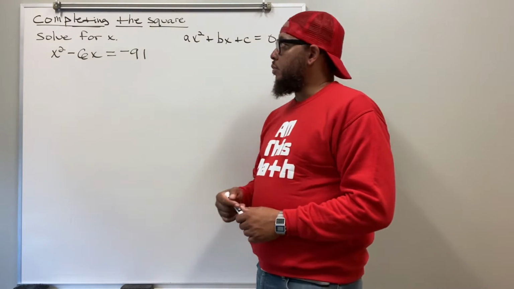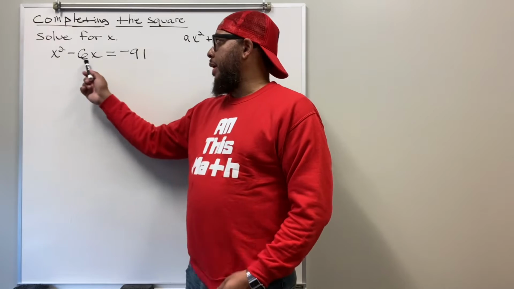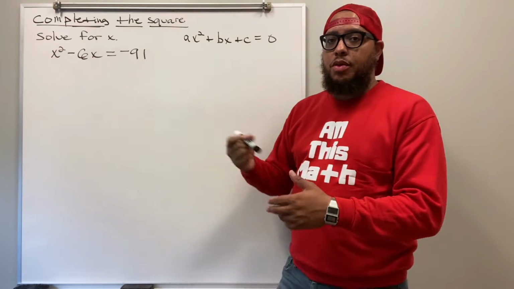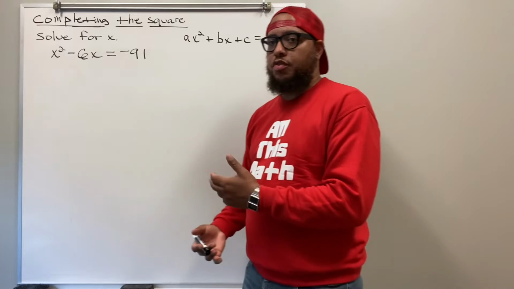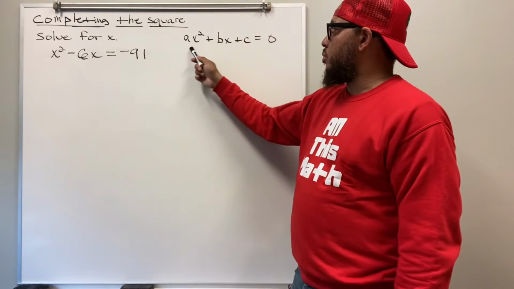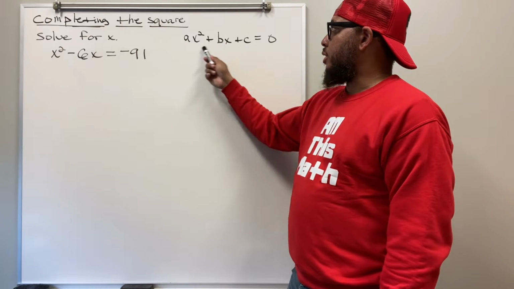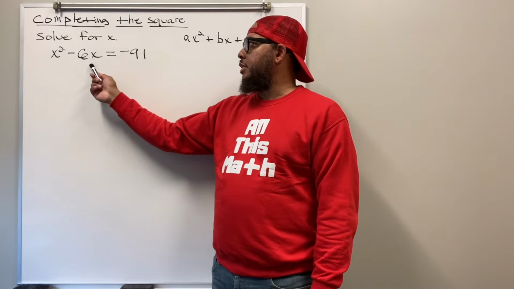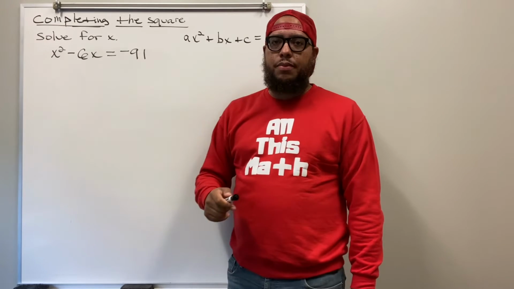All right, so look, we start out with x squared minus 6x equals negative 91. So you see, this is not in standard form. The problem is already given to us basically with the first step already done. This constant term is on the right-hand side by itself. So it doesn't start out like this, right? ax squared plus bx plus c equals 0. So we have x squared minus 6x is equal to negative 91, right?